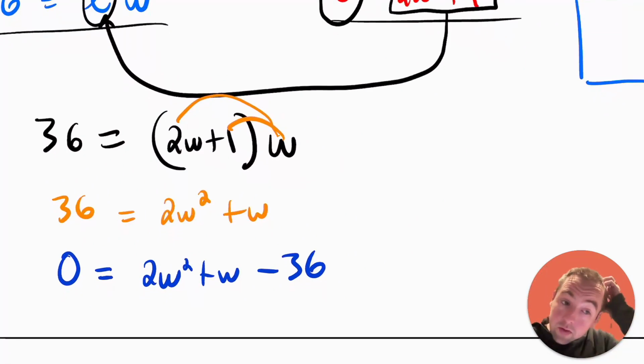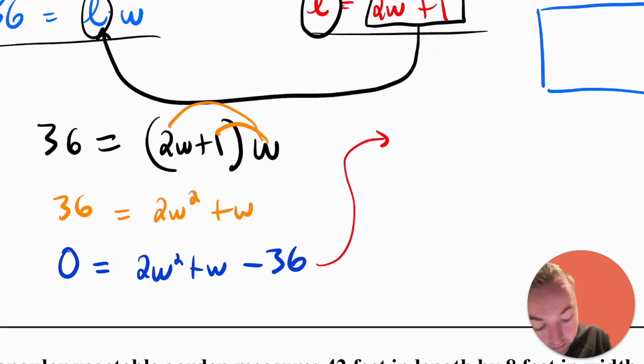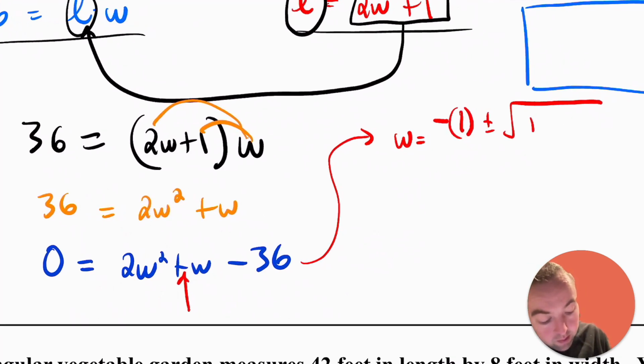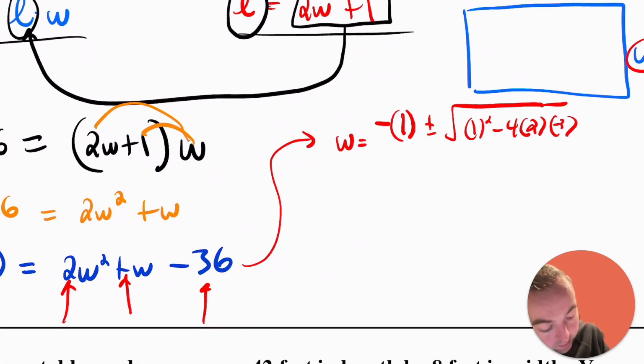You could also use the quadratic formula since it's always reliable. So why don't we use the quadratic formula? So we know that the value of W would be equal to negative of B. So your B value is a 1. So negative of 1 plus or minus the square root of B squared. So 1 squared minus 4AC. So my A value there is a 2, and my C value there is a negative 36. And that's going to be all over 2 times A, where A is 2.